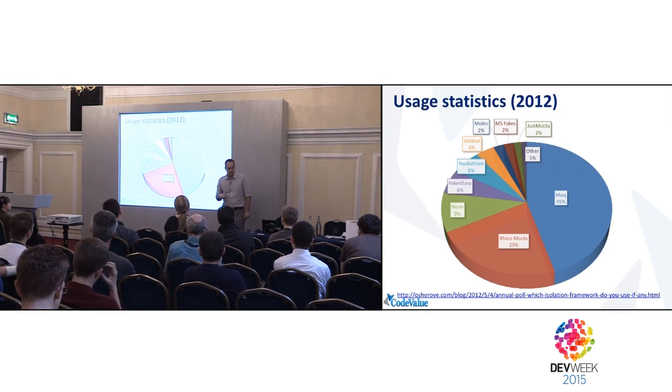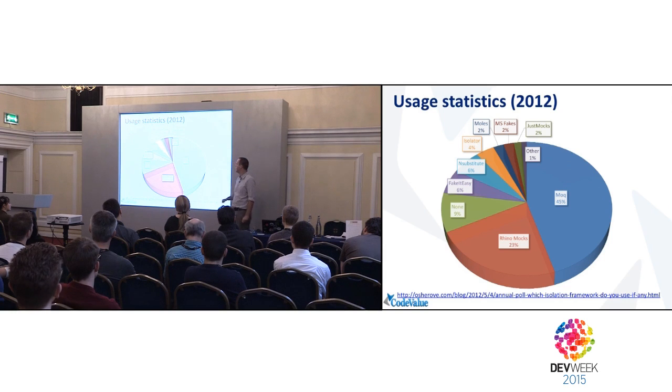FakeItEasy and NSubstitute got only 6% in this survey because that's the year they came out. Those are the new guys. Today, I think FakeItEasy and NSubstitute have much more than that. TypeMock Isolator, well, when you pay money, it's harder to get a buy-in from your boss, so only 4%.